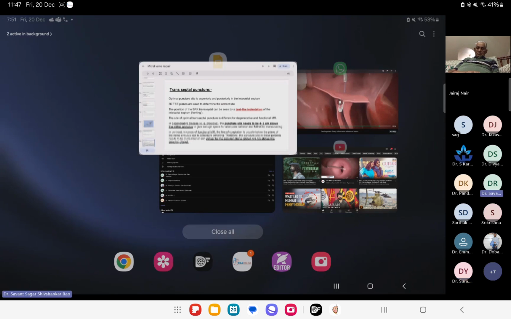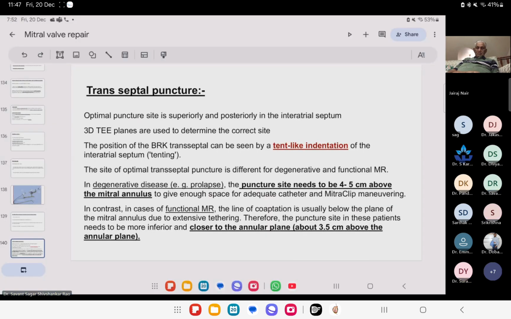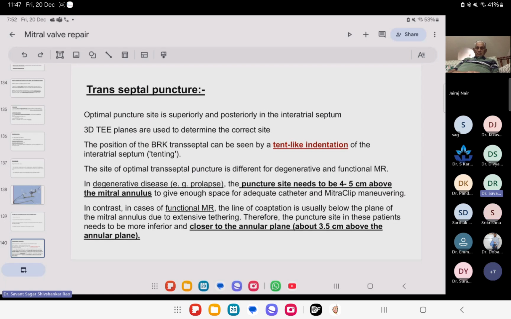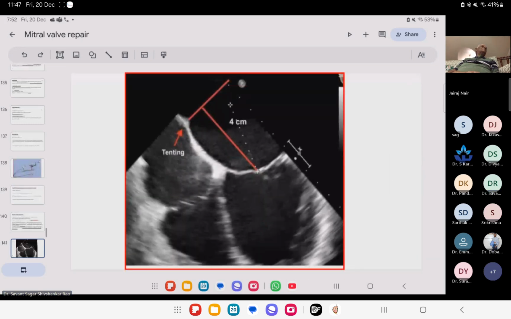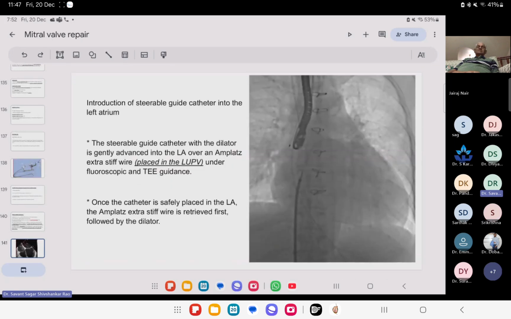So that was a tent-like indentation which I have seen in the image in the video. And 4 to 5 centimeters above the mitral annulus, we will give a puncture. While it is lesser in functional MR, that is 3.5 centimeters above the annulus plane. This is the tenting which is seen in the interatrial septum, 4 centimeters above the annulus.